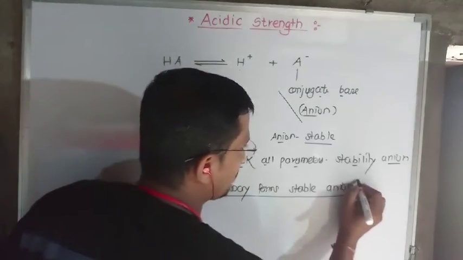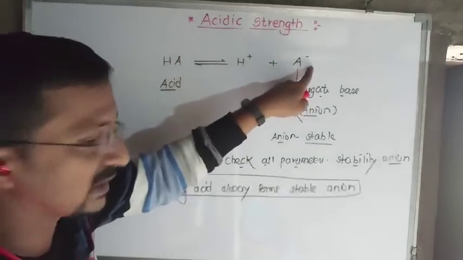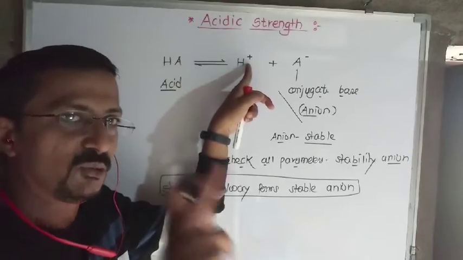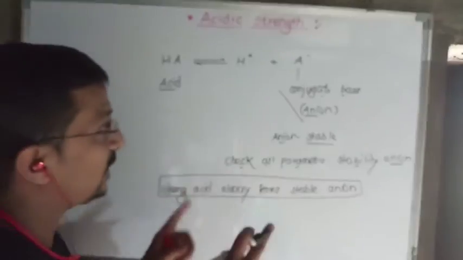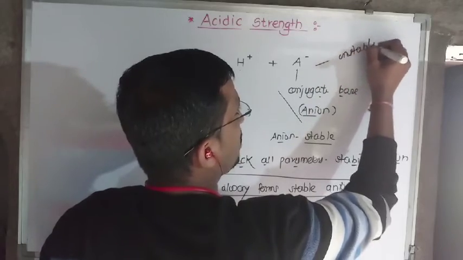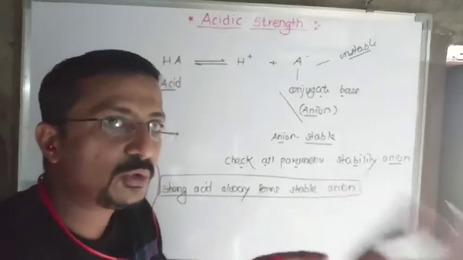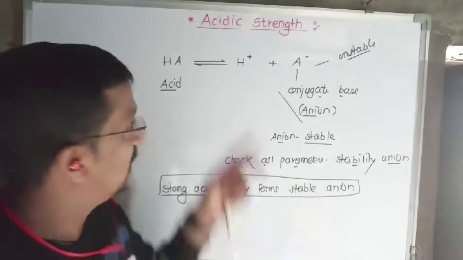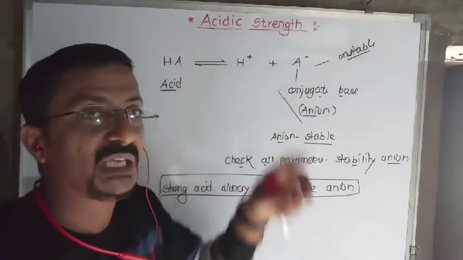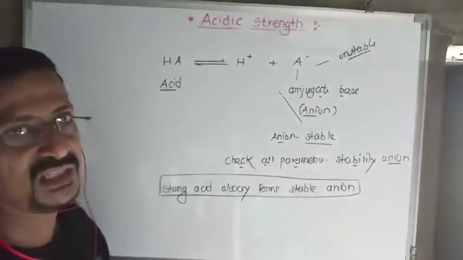A strong acid always forms a stable anion, in the sense that if the acid is strong, it forms a stable anion. As the anion is stable, the acid dissociates to give more H plus, so with more H plus the acid is strong. And if the anion is unstable, then the acid does not dissociate, because it does not go into instability. If it is more stable in the acid itself, it does not dissociate to give an unstable A minus. In that case the number of H plus is less, so it is weak.